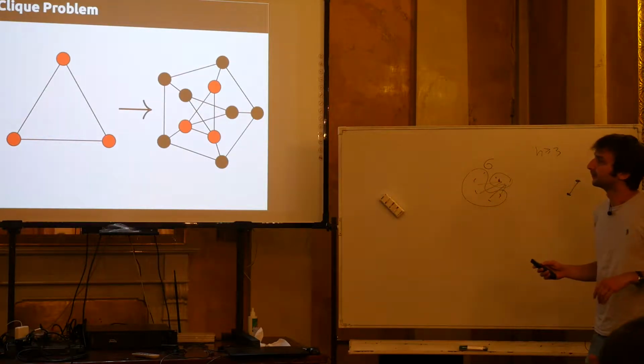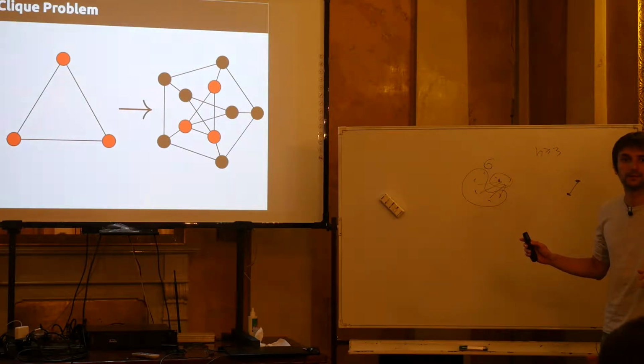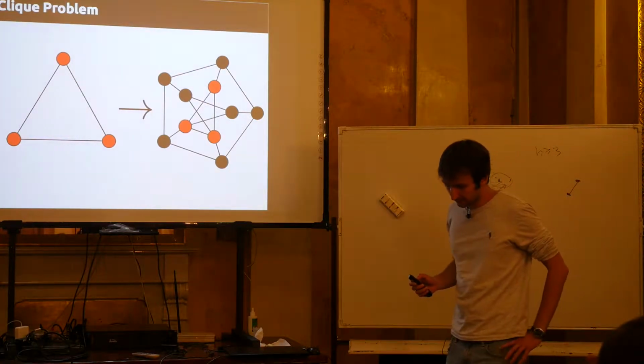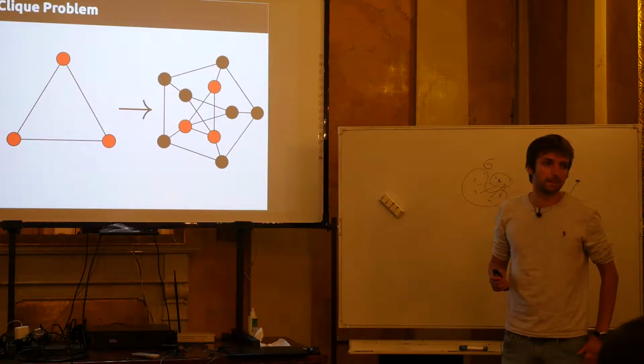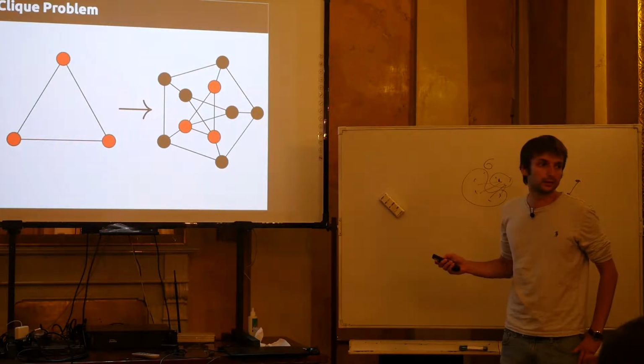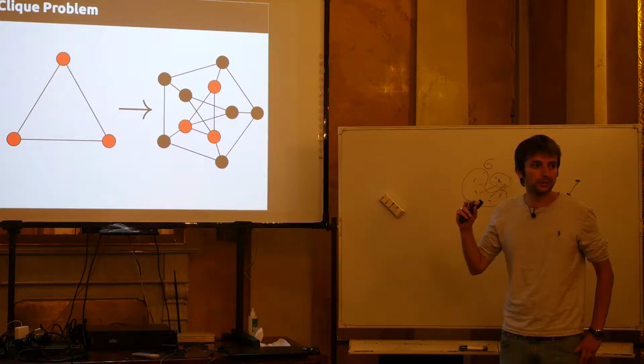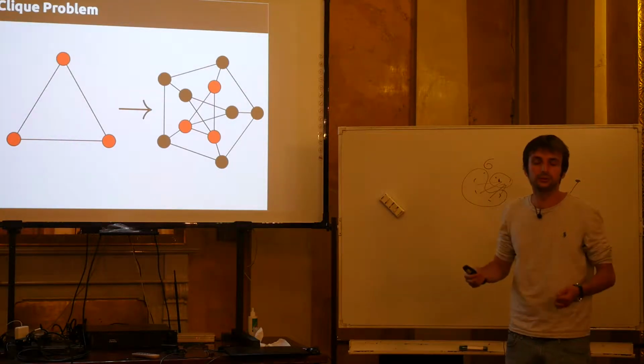Questions about this? And if you have a square instead of a triangle, then we are sufficient with just one edge. If here you have a square, it's a bipartite graph, and we saw that every bipartite graph can be mapped to an edge.